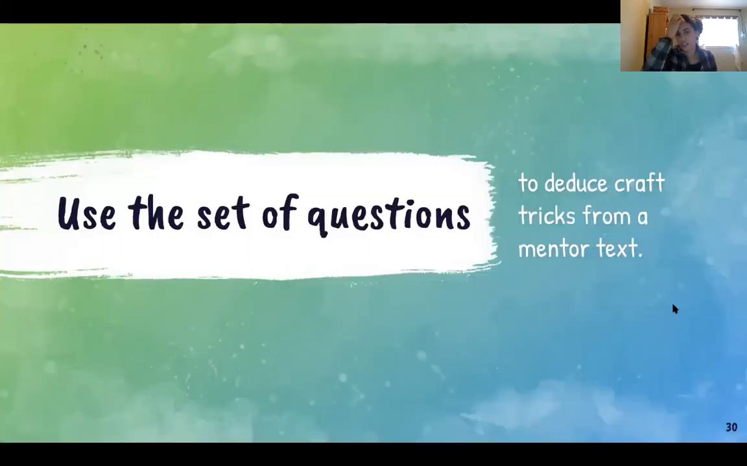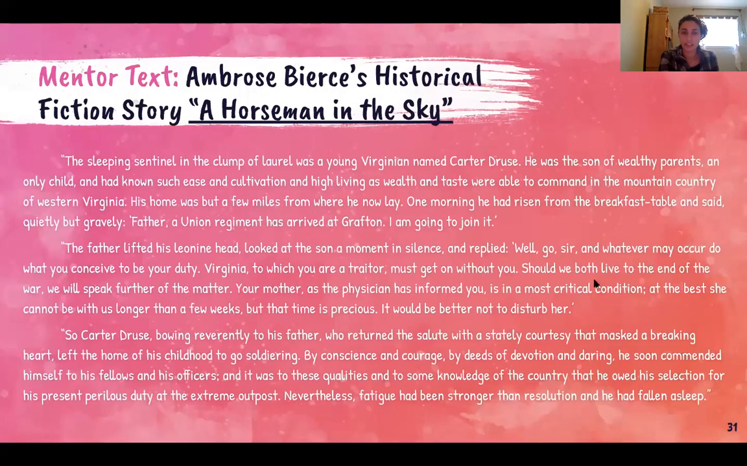Let's look at a piece of historical fiction and see if the questions that we have help us also deduce craft tricks from that mentor text. This is from Ambrose Bierce's historical fiction story, A Horseman in the Sky, which is set during the Civil War, the American Civil War. So everything you know about the American Civil War, get that in your mind as you hear this snippet from that story.